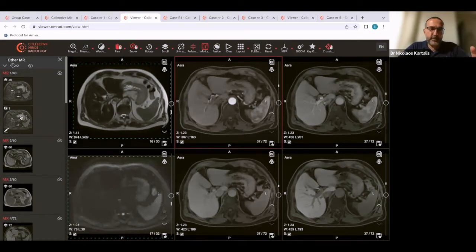Unfortunately, the series don't have the name, the terminology of them, which disappeared during the anonymization process. But I always hang the T2, diffusion, the dynamics, late arterial phase, portal venous phase, 3 minutes phase, and the hepatobiliary phase when it's available. But we need to remember that the diffusion images have to be reviewed together with the ADC map.